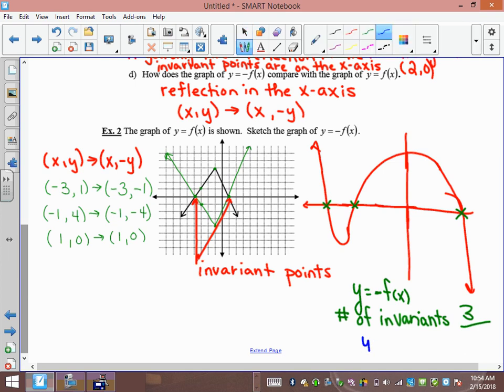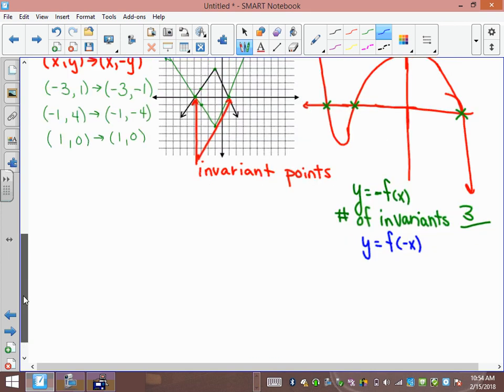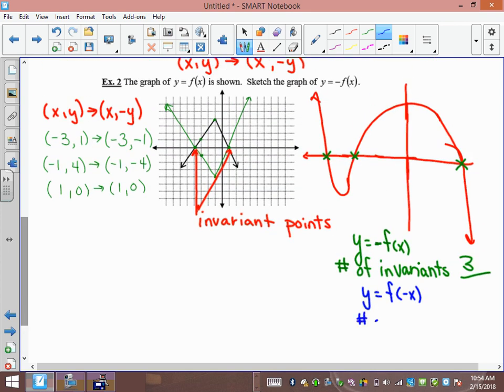What if they said y equals f of negative x? And they ask for the number of invariants. It's a reflection in the what, do you think? It's a reflection in the y. So where do you think the invariant points are going to be on? On the y-axis, because that's going to be your new mirror, right? So how many would there be? 1. I just answered this question that fast because I knew what I was talking about.